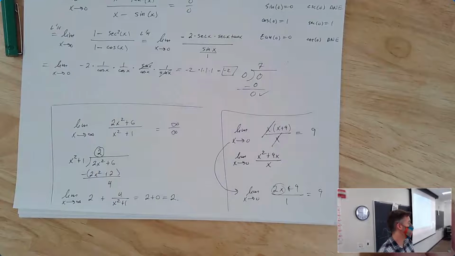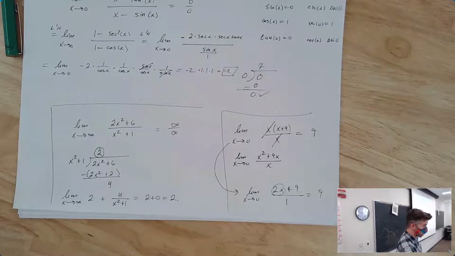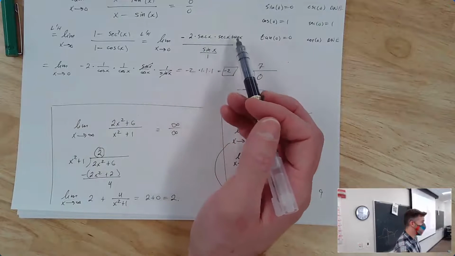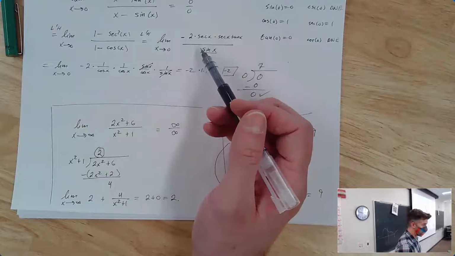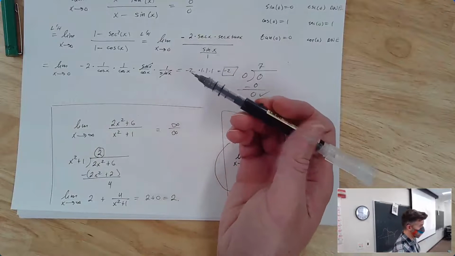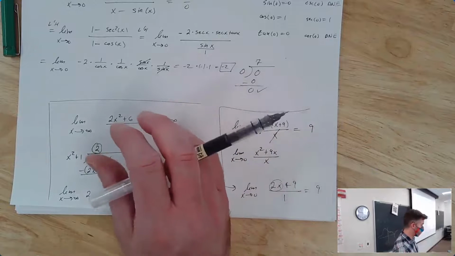Sometimes it really pays to simplify things. We could have used L'Hopital's rule again, and it would have worked. You can totally take the derivative of the bottom and get cosine, and take the derivative of the top and get something terrible. And when you plug in 0 for x, you will get negative 2 over 1. But I don't want you to do all that work if you don't have to. So sometimes it makes sense to simplify before you keep going.